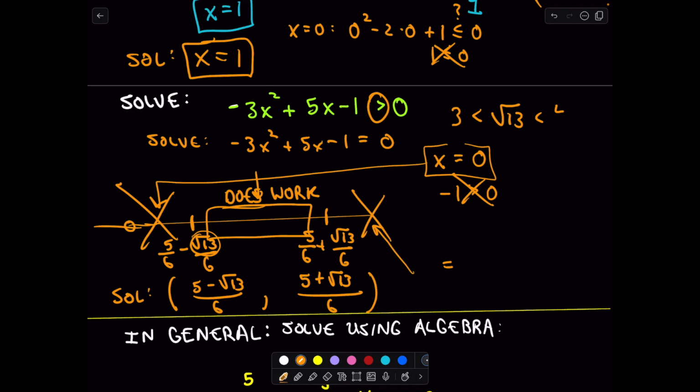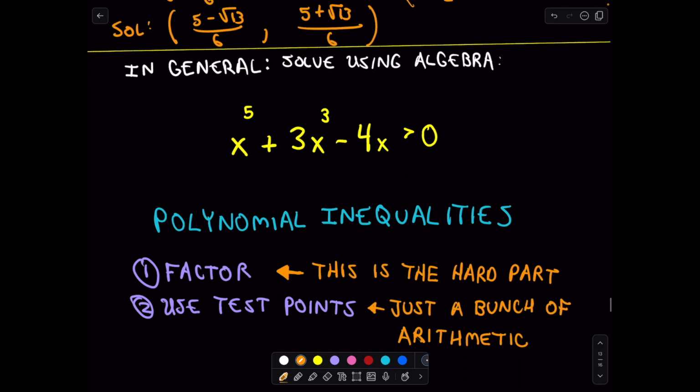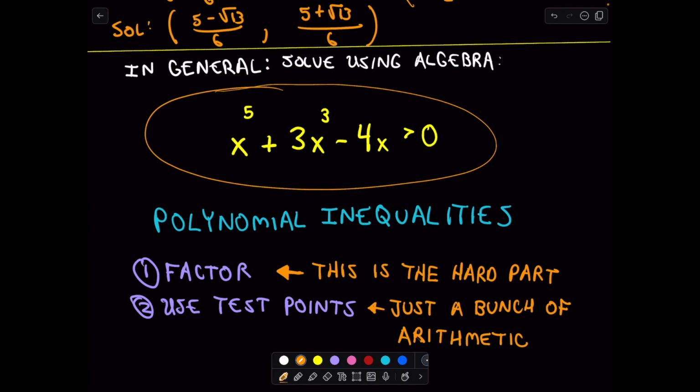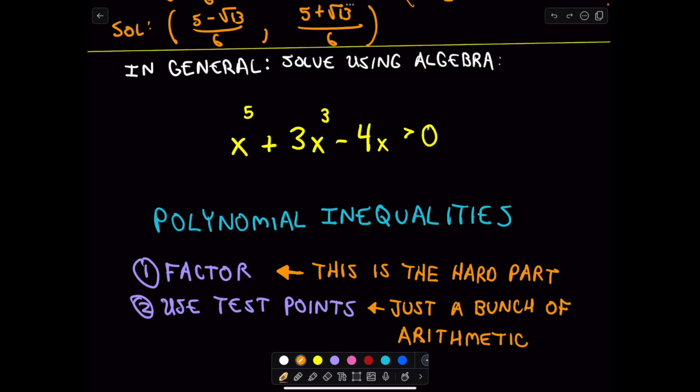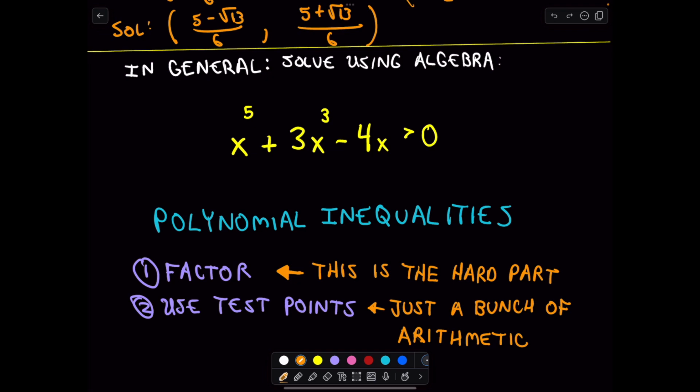So again, that's how I would go through it, with quote-unquote nice numbers. This last bit I think is useful because in general, suppose I said, solve this: x to the 5th plus 3x to the 3rd minus 4x greater than 0. This is a polynomial on the left side. So the idea when you have these polynomial inequalities, even if it's not quadratic, is to try to factor it, and then we can use test points, because maybe you don't know what the graph of this looks like. Well, let's solve it.